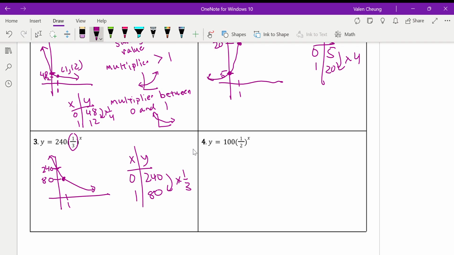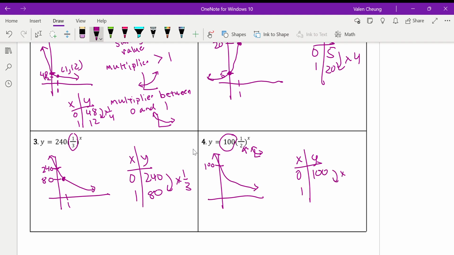Number 4. Starting value is 100, and then we also know that because of this, 1/2 is between 0 and 1, so it's going to be decreasing. So we start at 100, and it's going to decrease like that. If you want more detail, make a little table. Figure 0 is 100, then figure 1, you get times 1/2. It's going to give you 50. So at figure 1, right here, that should be a 50.